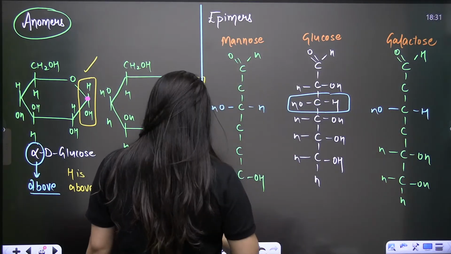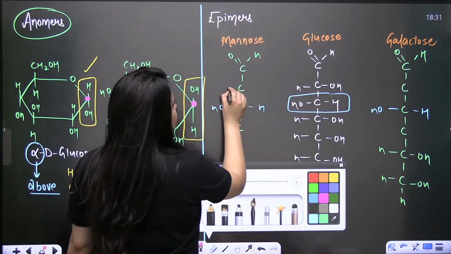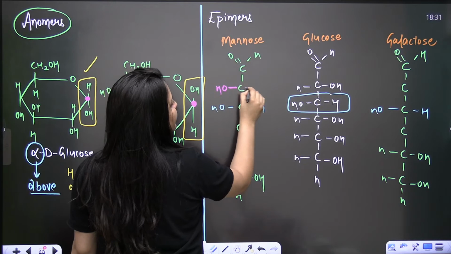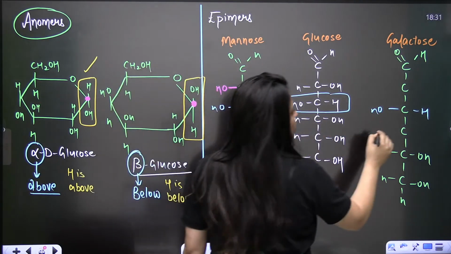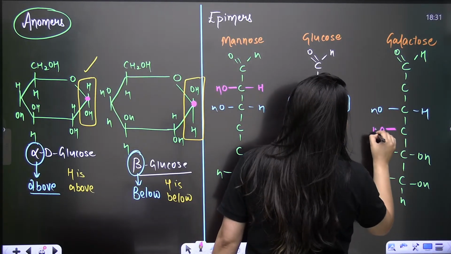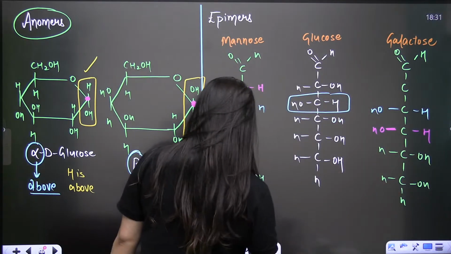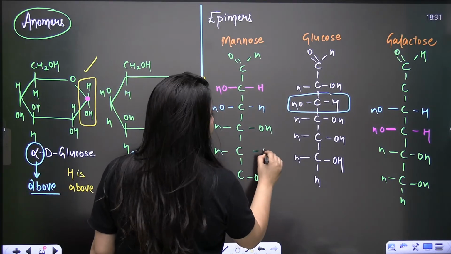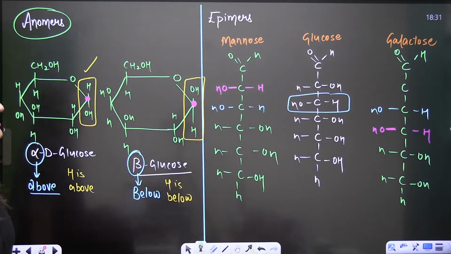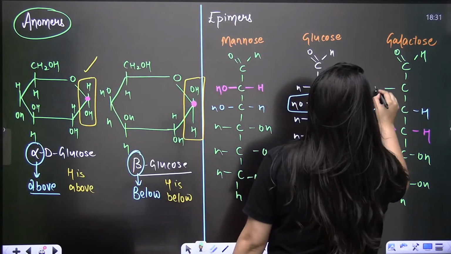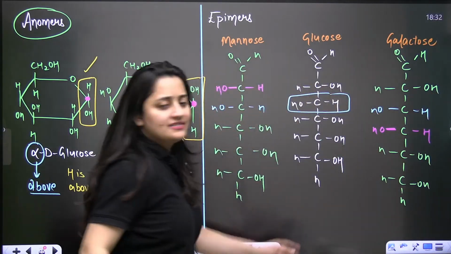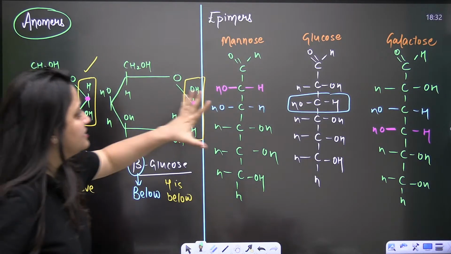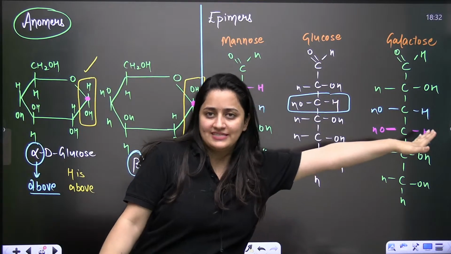Now when it is mannose, if you look at the second carbon, on the second carbon OH is towards this side and H will be here. And in the case of galactose, OH is like this. Rest everything is same. Just look at these three structures very carefully. This one is glucose, this one is mannose, this one is galactose.